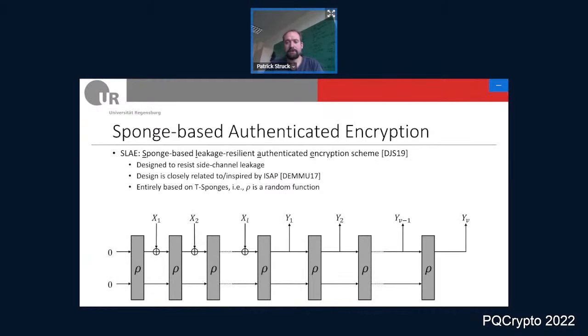And here we look into sponge-based authenticated encryption, and in particular into the scheme SLAE that we developed with Jean-Paul de Gabriel in 2019, which was designed to resist side channel leakage and is closely related to and also inspired by another sponge-based scheme called ICEP. And the core difference between SLAE and ICEP is that for SLAE we rely on T-sponges, meaning for the sponge-based construction you see here at the bottom, the underlying function rho will be a random function, whereas often for sponge constructions, this is assumed to be a permutation.